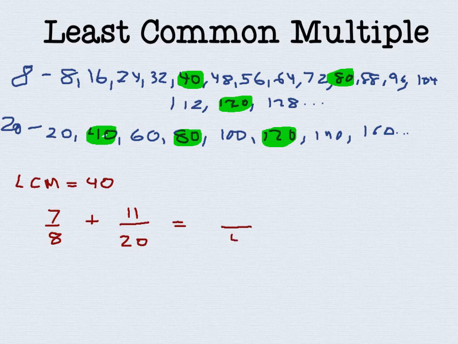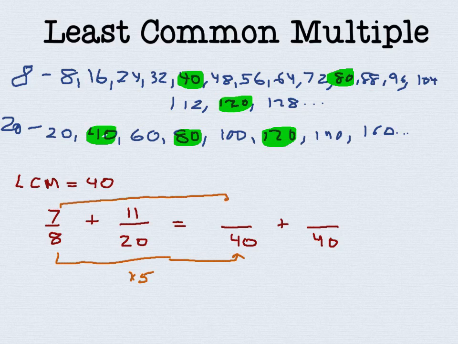If I want to change 7 eighths into something over 40 and 11 twentieths into something over 40, I need to find what's called equivalent fractions. Just to mentally compare the denominators. 8 goes into 40 how many times? It went in 5 times. So if you change the denominator from 8 to 40 by multiplying by 5, you must also multiply the numerator by 5 to keep it equivalent. So 35 fortieths is equivalent to 7 eighths.